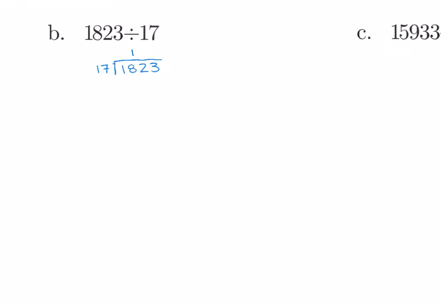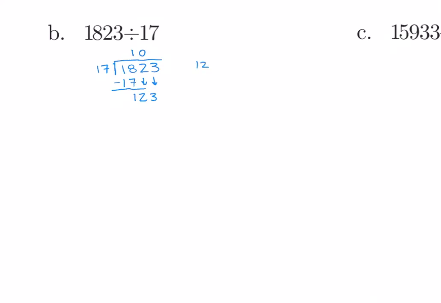If we go ahead and multiply 1 times 17, we get 17. Subtract, we get 1. We bring down our 2. How many times does 17 go into 12? The answer is 0. I'm not going to multiply. I'm not going to subtract. I'm just going to go ahead and bring down my next digit. Now I need to know how many times does 17 go into 123.